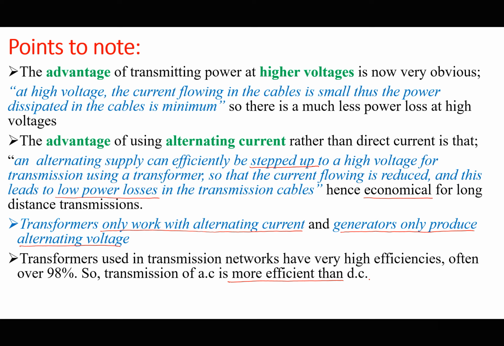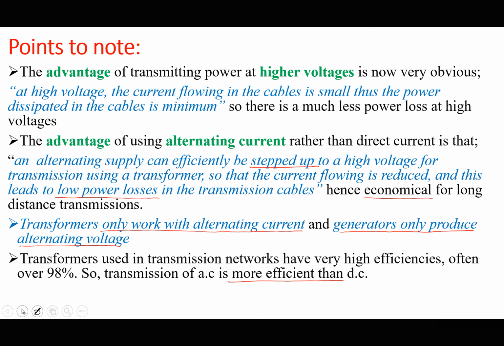Imagine you produce DC in a certain town and you transmit it to another town. Remember this, it is not possible to step it up or step it down. It just goes the way it is. The power loss is going to be high. So that means transmission of alternating current is more efficient.